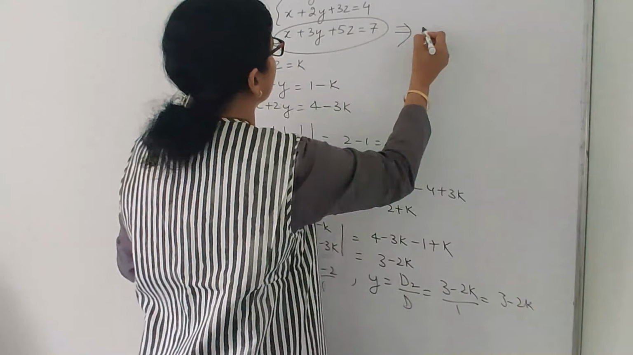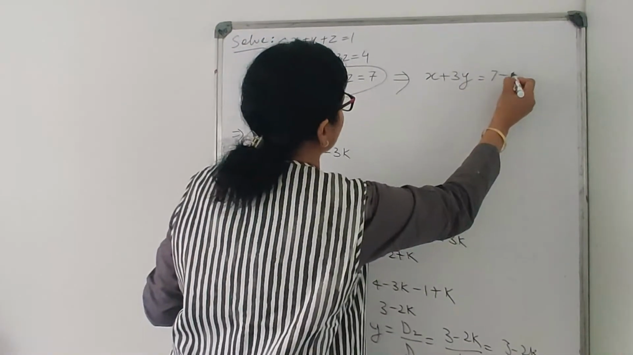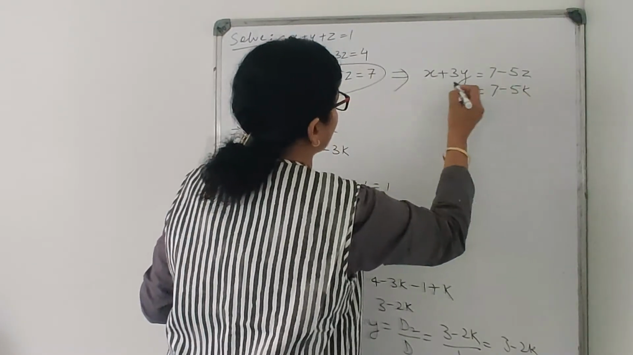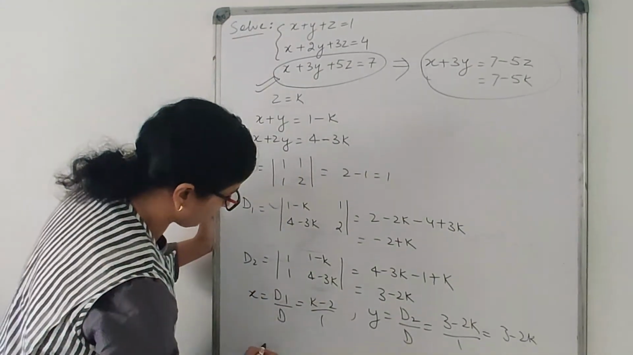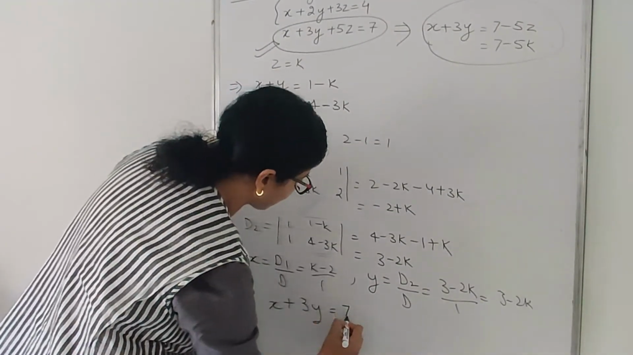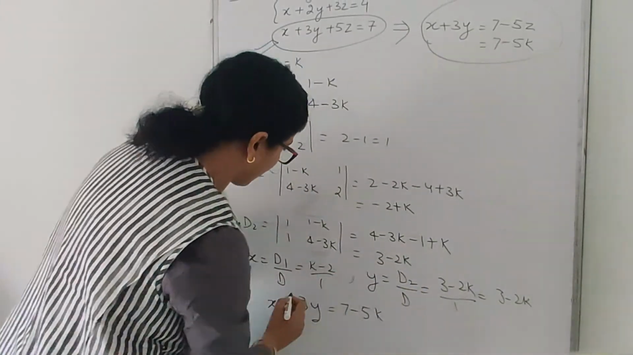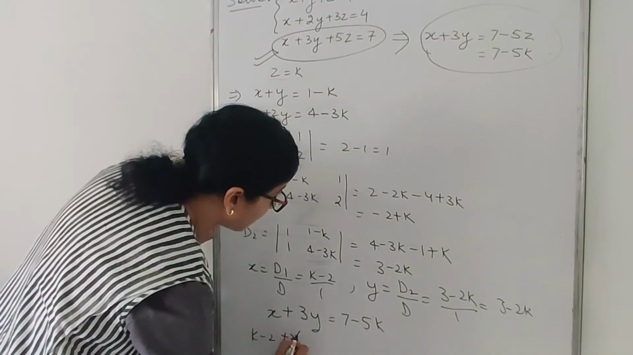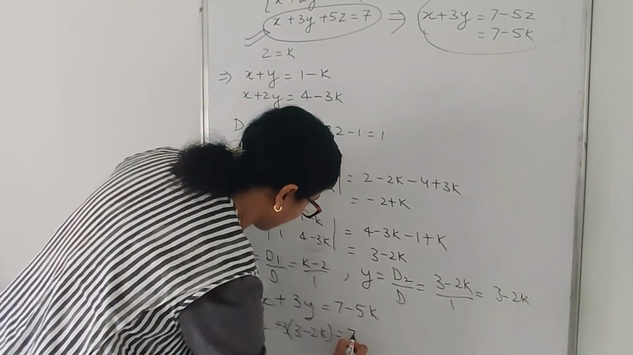It has been reduced to x plus 3y is equal to 7 minus 5z, which is equal to 7 minus 5k. So I have to check this equation. Okay, substitute 3y is equal to 7 minus 5k. Substitute the values of x and y. So x is k minus 2 plus 3 minus 2k equals 7 minus 5k.